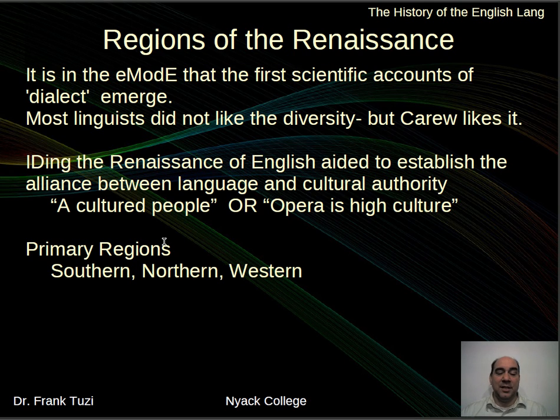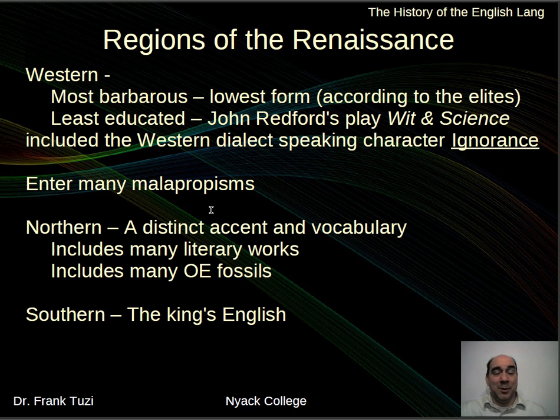So the three primary regions, again, were North, South, and Western. If you were from the South, with Standard English, and you went West, it was a different dialect, and sometimes it was difficult to understand. Of course, the Southern dialect becomes the more prominent one as we go forward. But still, you have these three regions. You have this idea now of, I'm cultured and you're not. You're a barbarian, I guess. The Western dialect is considered more barbarous, a lower form of English, according to the Southerners, the elites, who say it's less proper English.